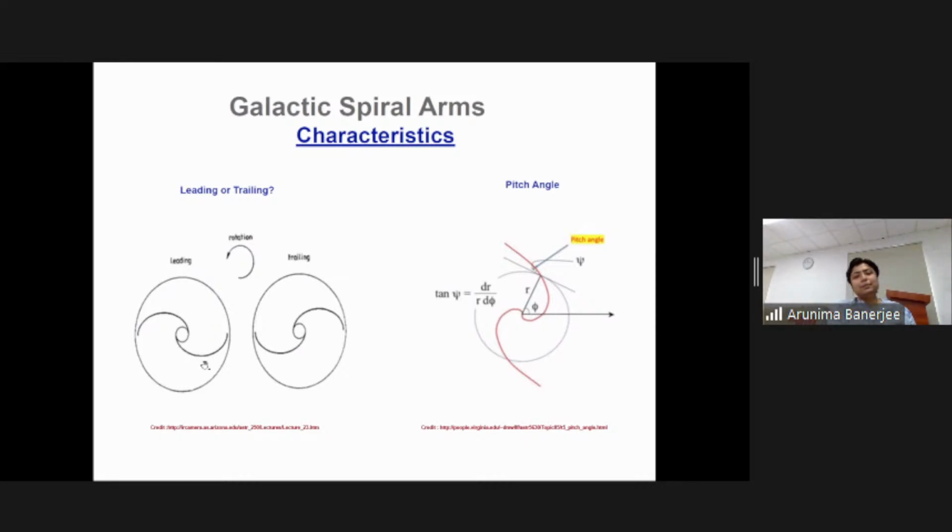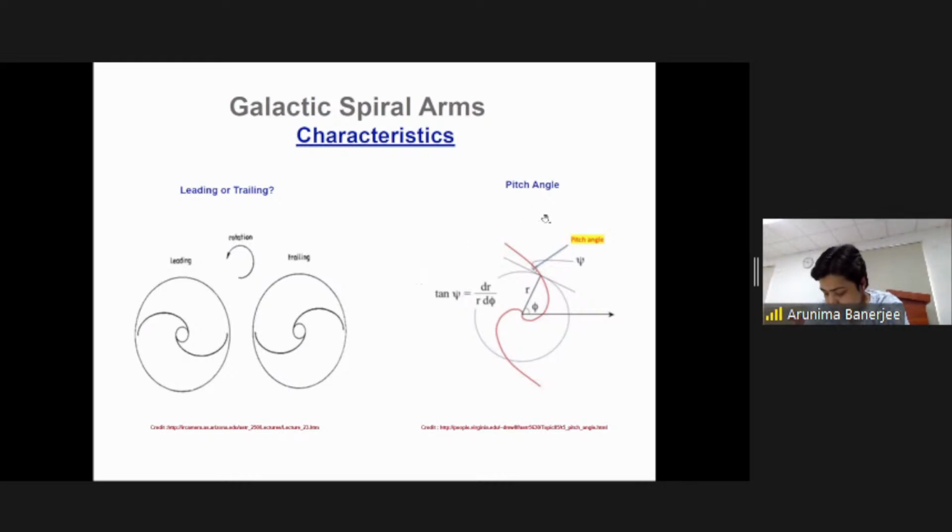So in this case, the pattern is moving in the direction of rotation of the galaxy. But in the case of a trailing spiral arm, it is moving opposite to the direction of rotation of the galaxy. So this is one important aspect which we should keep in mind.